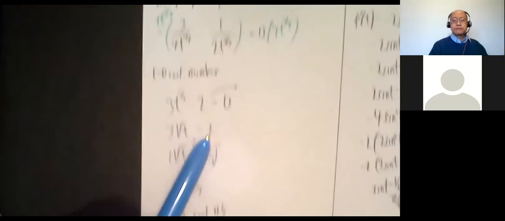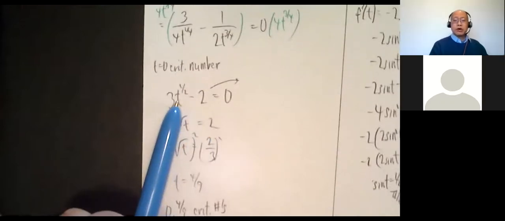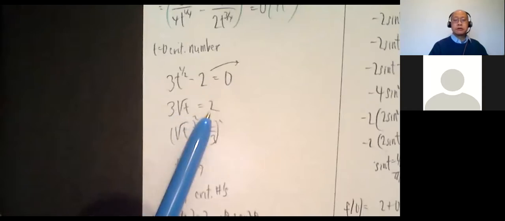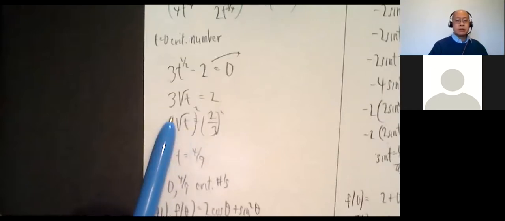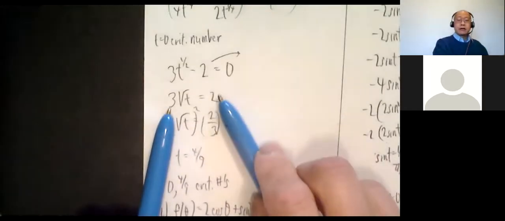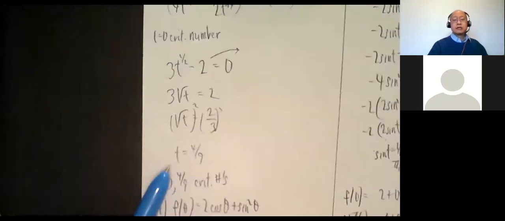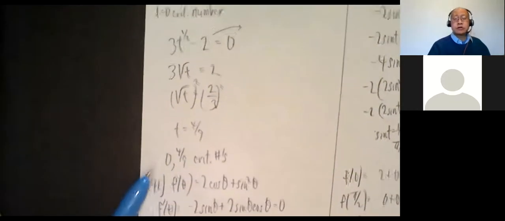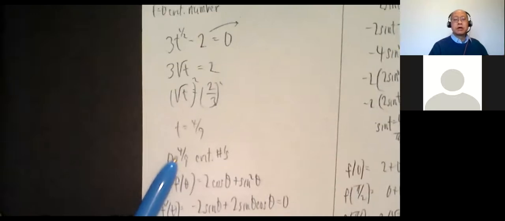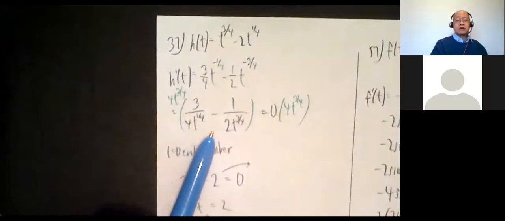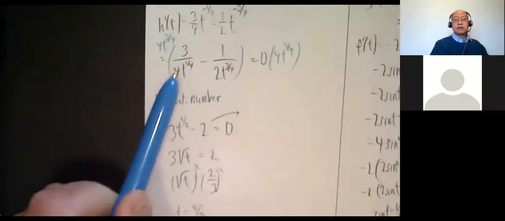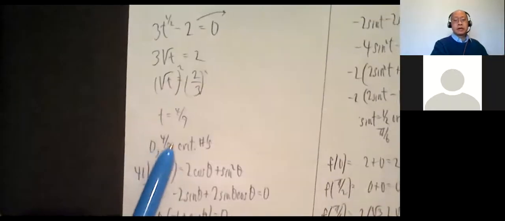Move the 2 over. Remember, t to the 1/2 means square root. So 3 radical t equals 2. Divide by 3. Radical t equals 2/3. Square both sides, t equals 4/9. Okay, so my two critical numbers are 0 and 4/9. 0 because the derivative is undefined, and 4/9 because the derivative would come out to be 0 in that case.